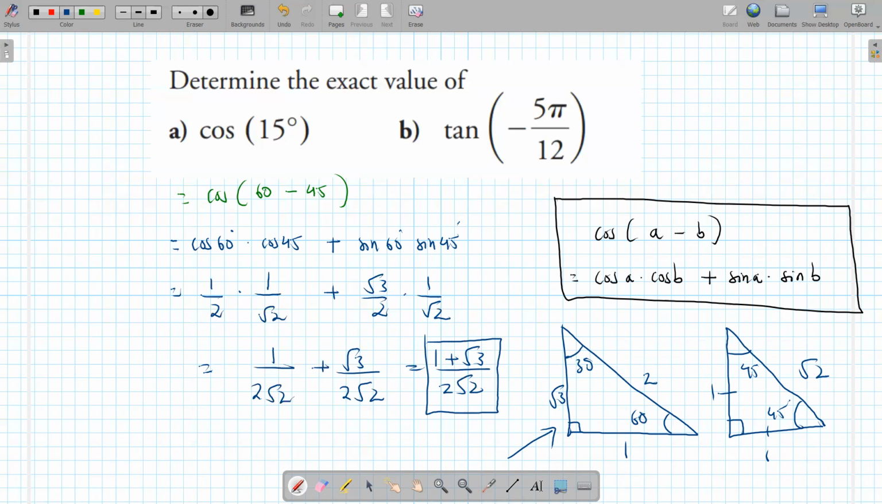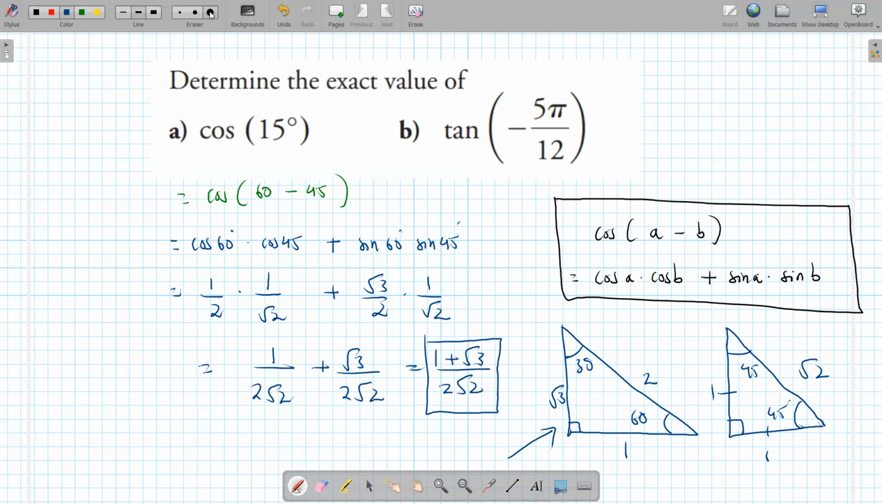cosine 15. And this formula that we use is called a compound angle formula, where you're allowed to write an angle in terms of two other angles that you know, and then you split them up, okay? It's all about these two special triangles that we have on the bottom right and using the right formula.